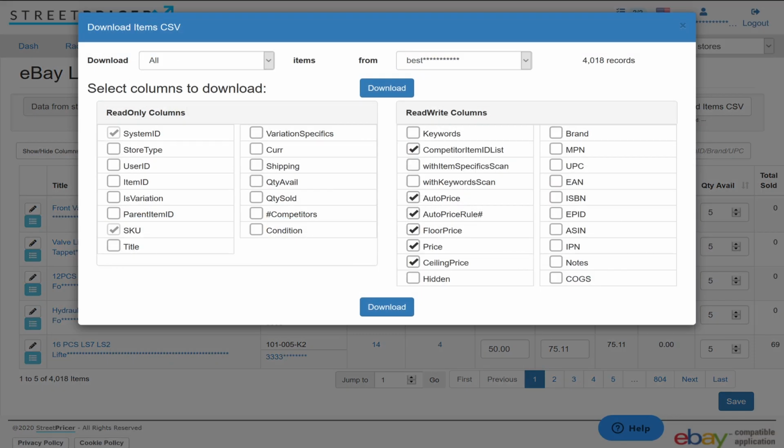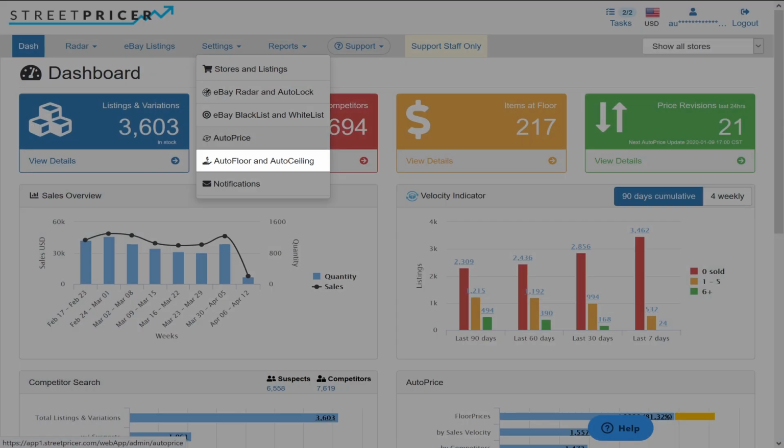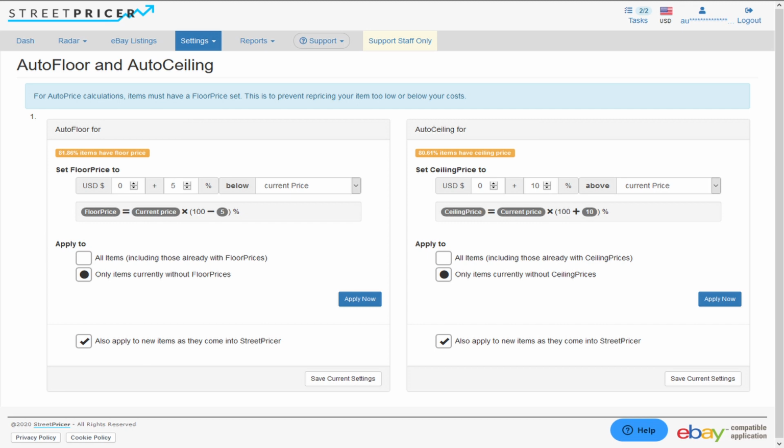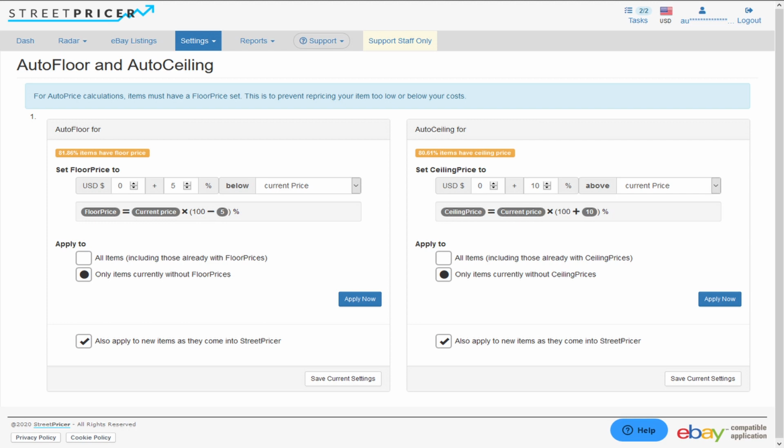There are several ways to enter and load your floor and ceiling prices onto StreetPricer, such as using a CSV file or using our API, but the easiest way is to use our Auto Floor and Auto Ceiling feature under Settings. Instead of having the floor prices calculated, here you can simply pick a percentage that you would like to apply to your current price. Similarly, for the ceiling prices, pick a percentage that you think is applicable to your business and click Apply Now. That's all you have to do. Using the Auto Floor and Auto Ceiling gets you going with StreetPricer immediately. You can always refine those prices later on.